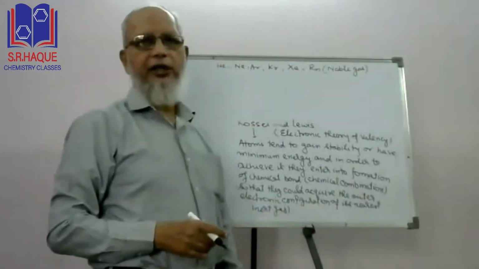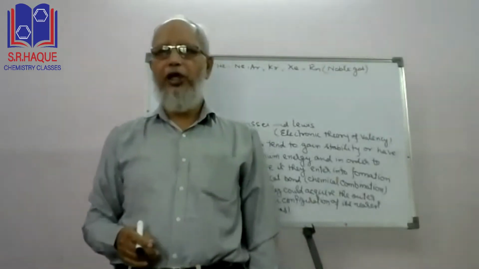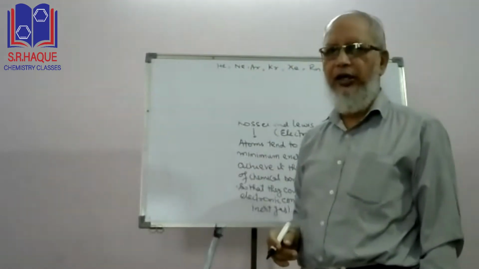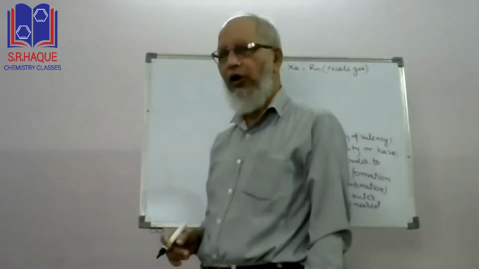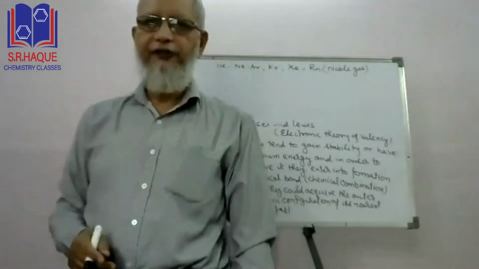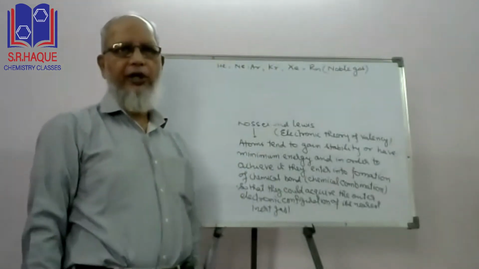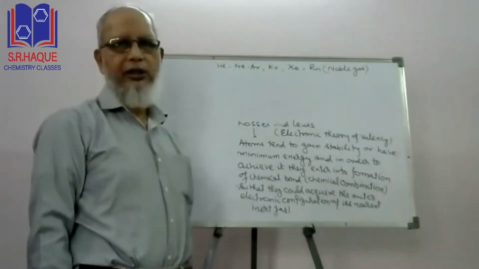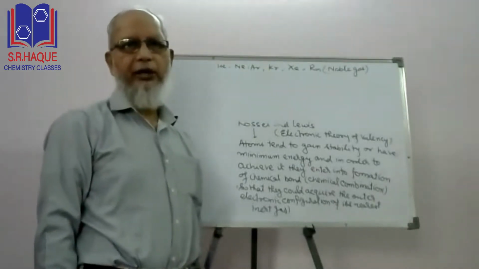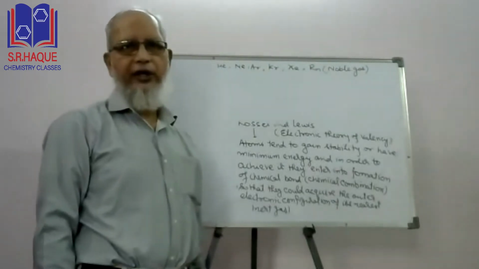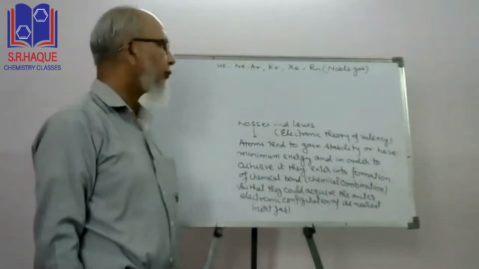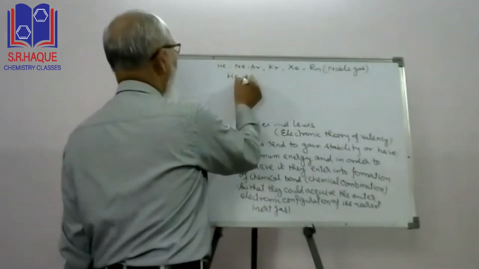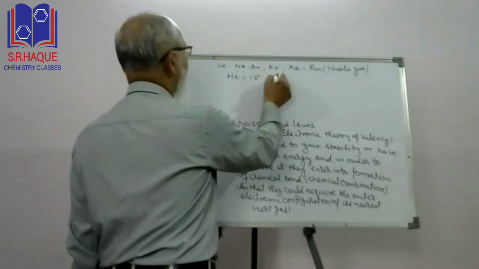Previously, these were called inert gases because they were thought to be completely inert. But now it has been found that under certain conditions, some of these elements have a tendency to form chemical compounds. That's why they have been termed noble gases, in analogy with the noble metals platinum, silver, and gold, which also have very little tendency to combine. Now, if you see the electronic configuration, helium 1s2 has two valence electrons.